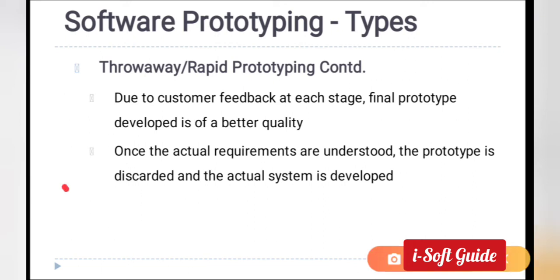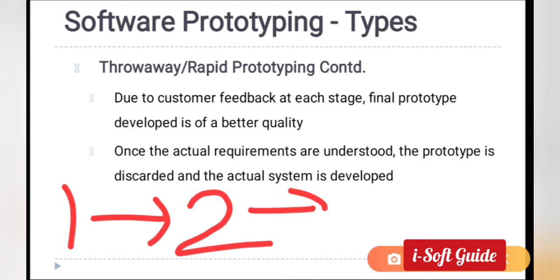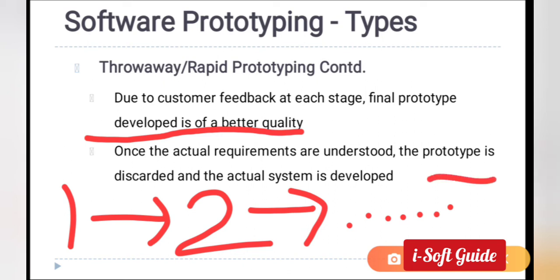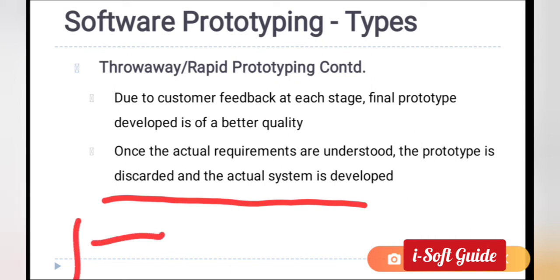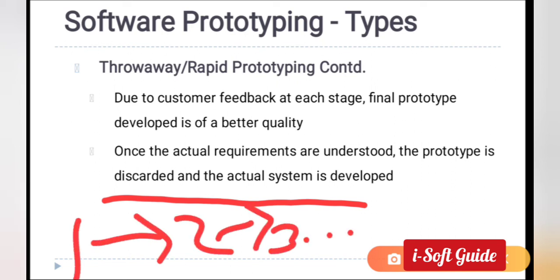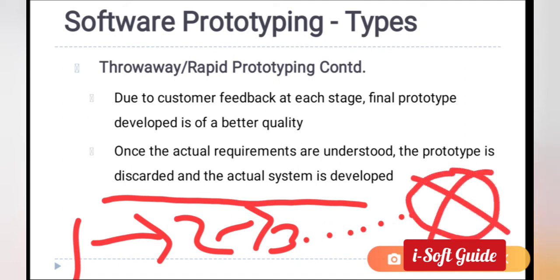When the first prototype is developed, we will get customer feedback. Based on that we will update or redevelop the second prototype. Again we will continue these steps until the developed prototype is of better quality. At last we will get the prototype with all the requirements. Once the actual requirements are understood, the prototype is directly discarded and then the actual system is developed. It means that after the first step, again the second, again the third, likewise we will develop the prototype, and at last we will get the final working prototype that will be discarded, and then we will develop the actual system.